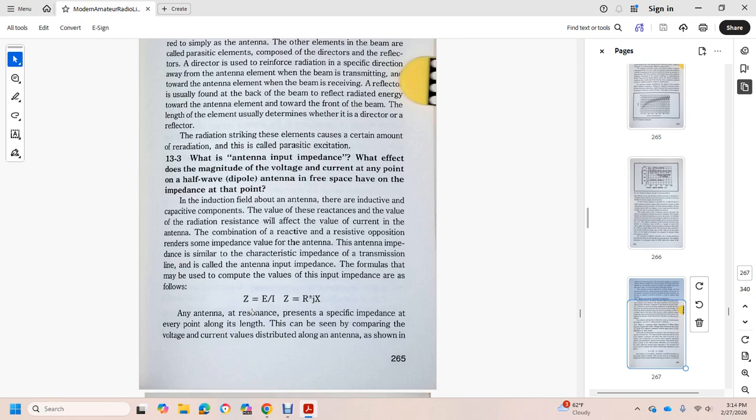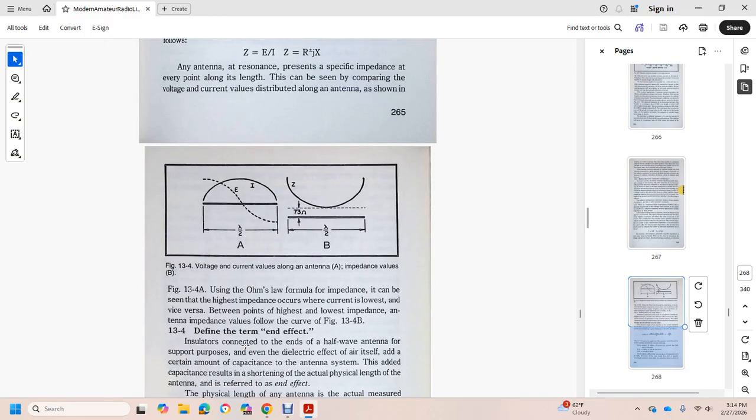This can be seen by comparing the voltage and current values distributed along the antenna, shown in figure 13.4, using Ohm's formula for impedance. It can also be seen that the highest impedance occurs where the current curve is lowest, and vice versa. Between the points of highest and lowest impedance, the antenna impedance value follows the curve of figure 13.4b.